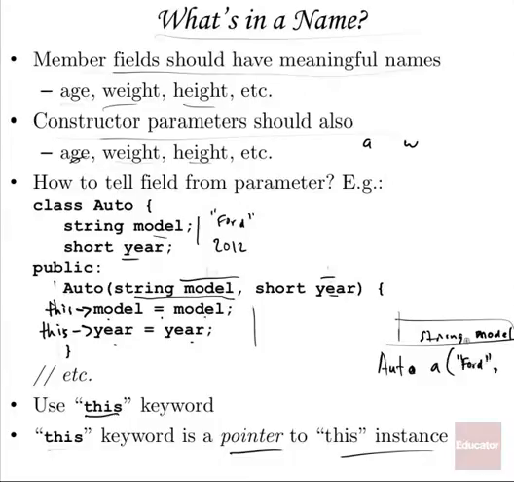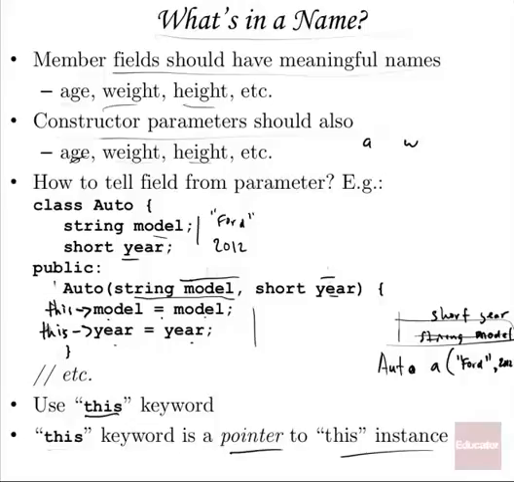And then comma, it'll put up another hint that the next one is supposed to be a short, and it needs to be the variable year. Okay, well, the year of this auto is 2012, so I'll just put 2012 in there. And so that's a very good reason to match the parameter names to your member names, and then use the this keyword.